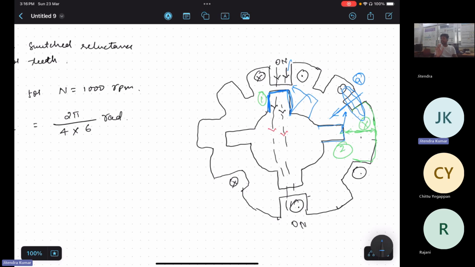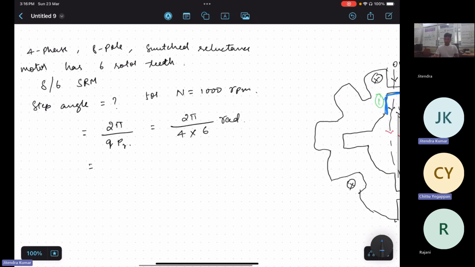The number of stator teeth is also equal to the number of stator poles. So in SRM, these two terms are used interchangeably. Please do not get confused about them, because in other machines they are not used as such; there we use the number of slots or the number of teeth. But here poles and teeth will be used interchangeably. Understood, sir.